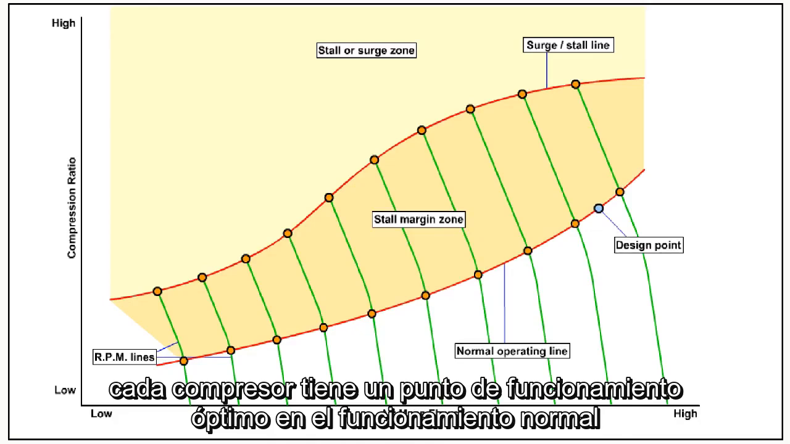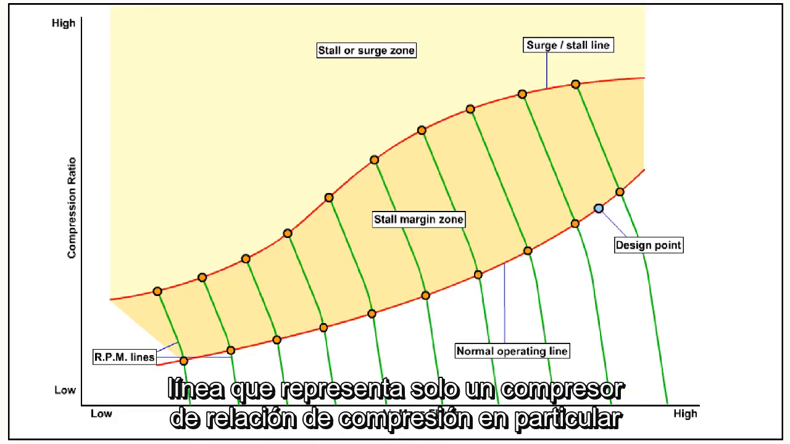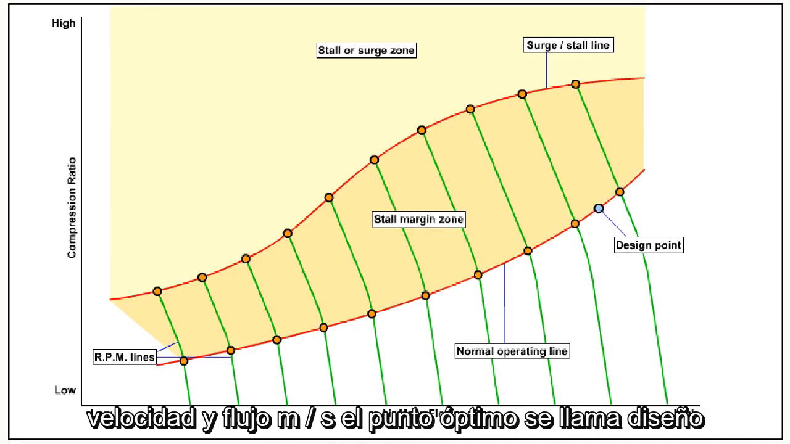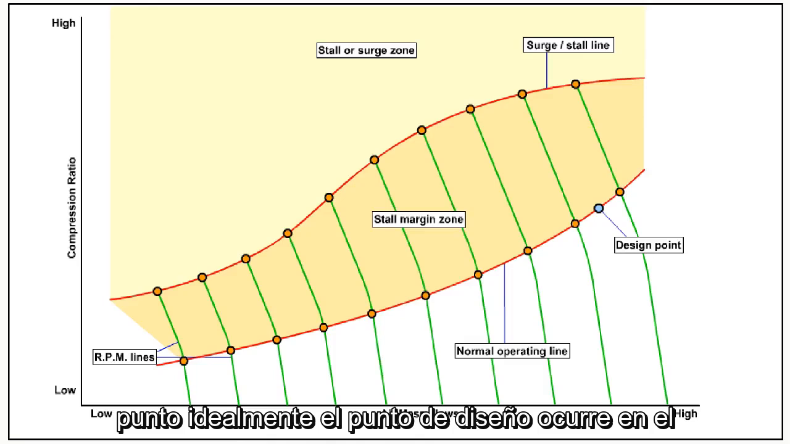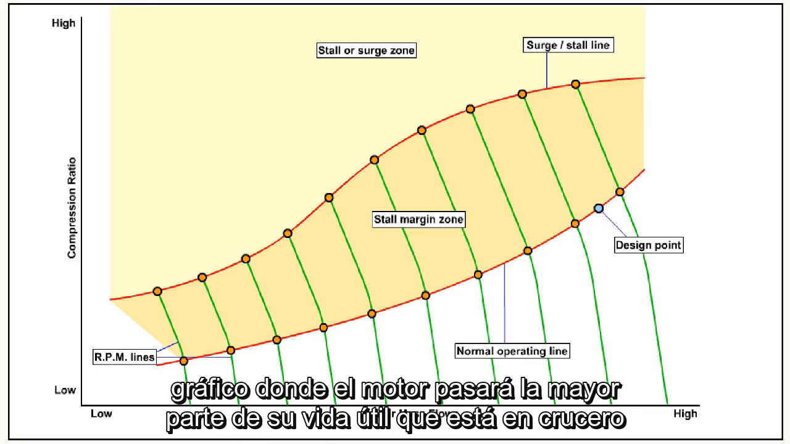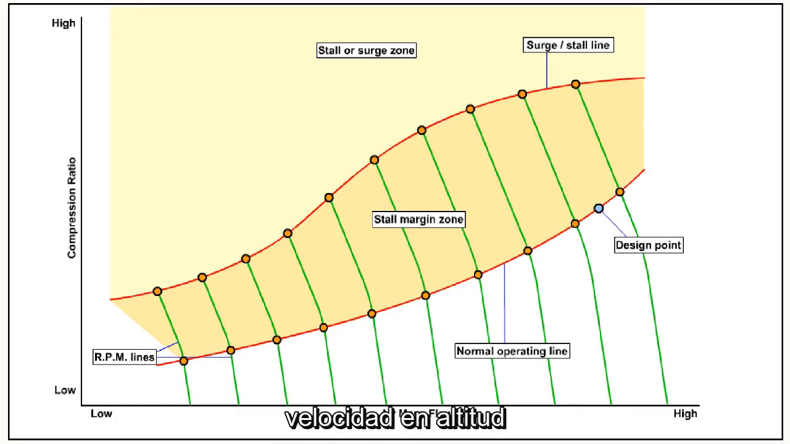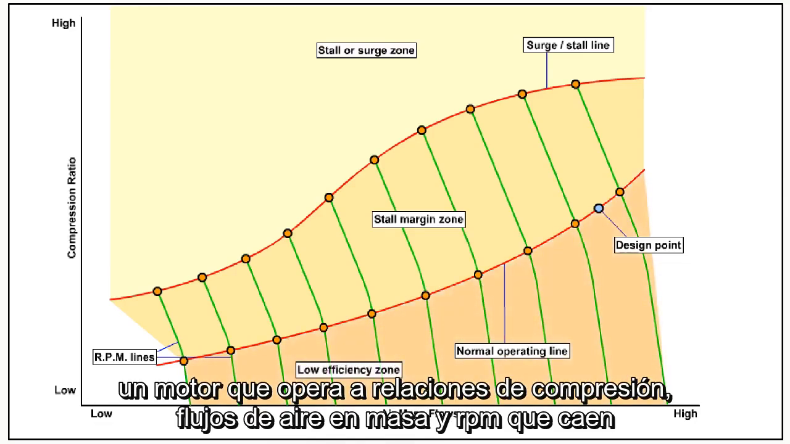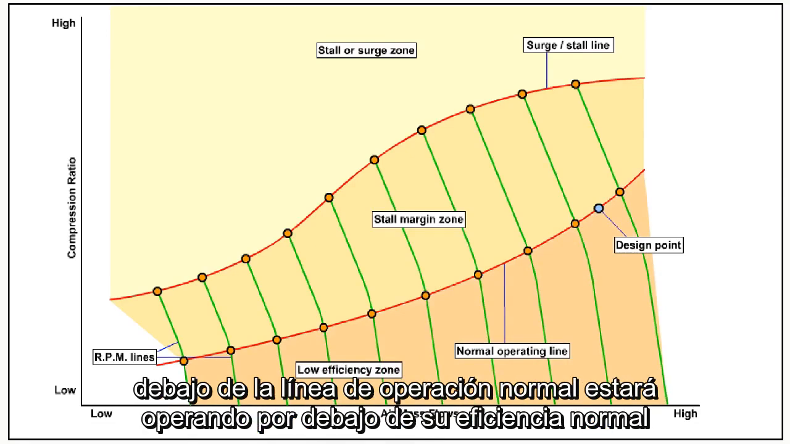Every compressor has an optimum operating point on the normal operating line, which represents just one particular compression ratio, compressor speed, and air mass flow. The optimum point is called the design point. Ideally, the design point occurs on the graph where the engine will spend most of its service life, that is, at cruising speed at altitude. An engine operating at compression ratios, mass airflows, and RPMs that fall below the normal operating line will be operating below its normal efficiency.